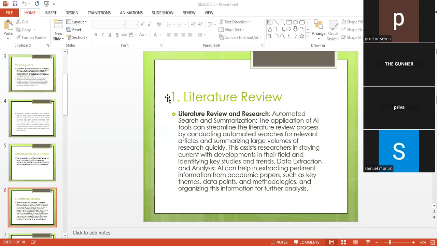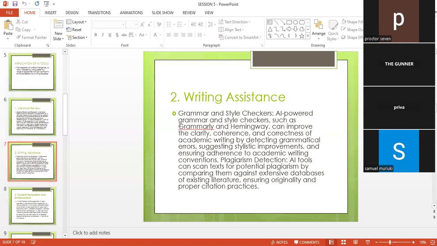That is intellectual laziness, and when you get to the presentation, you may not be able to say anything because you have not done anything. AI has done it for you. AI can help extract pertinent information from academic papers, such as key themes, data points, methodologies. Yes, it can do that and organize information, but don't rely absolutely on it. If it has given you some pertinent information, go there, read it, and also use your words to write. That is how it helps you get the right articles for literature review.